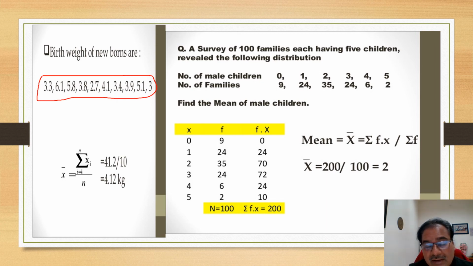Total number you can already count here: summation of fi, that is n. N is 100, and fixi means the multiplication of these two. This multiplication gives you summation of fixi as 200. So mean is summation of fixi divided by summation of fi. Mind it, x bar is 200 by 100, which is 2. In this way you get the mean of male children as 2.